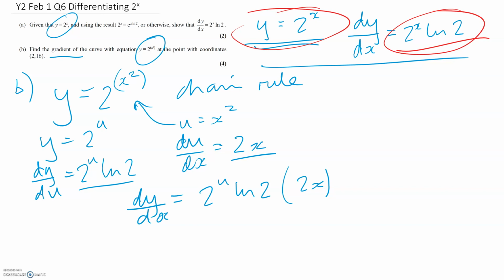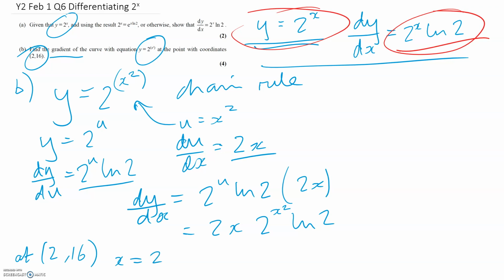So if we now replace, don't forget that u was x squared, so this now becomes, let's just put the 2x in front, so we've got 2x times 2 to the x squared ln 2. Now the question says find the gradient of the curve when the coordinates are 2, 16. So at 2, 16, obviously x equals 2. So we want to find dy by dx when x equals 2. So let's substitute that in.